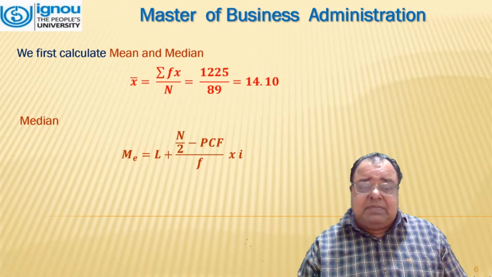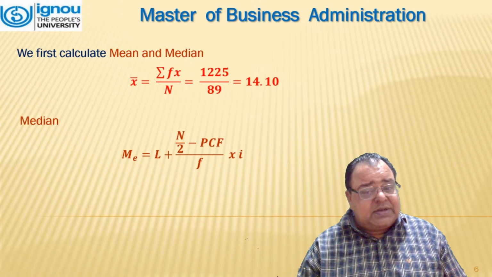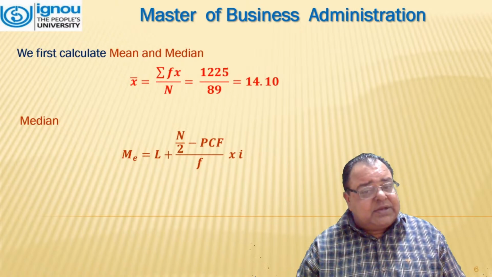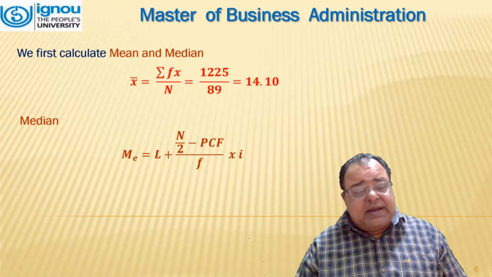Now we will be moving to first, that is mean. Mean, we know that x bar is equal to summation of fx divided by n. Here summation of fx is 1225 and the summation of n, that is frequency, is 89. By dividing, we get 14.10.